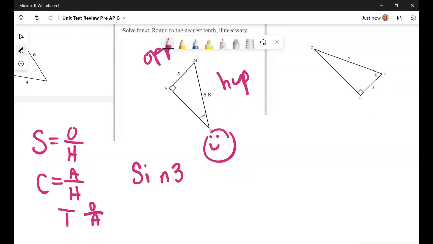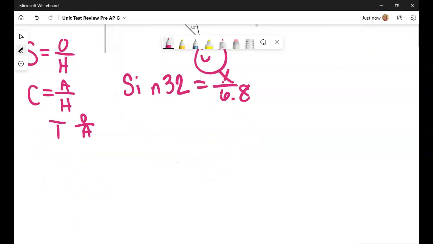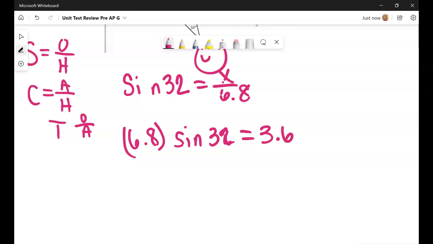The sine of 32 is equal to x over 6.8. You'll need to take your calculator, however you want to enter that. If you want to enter 6.8 times the sine of 32, that will give you your answer. I got 3.6 on this problem. Round to the nearest tenth. If it's round to the nearest hundredth, it's 3.60.